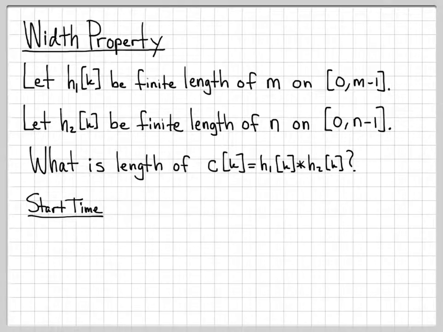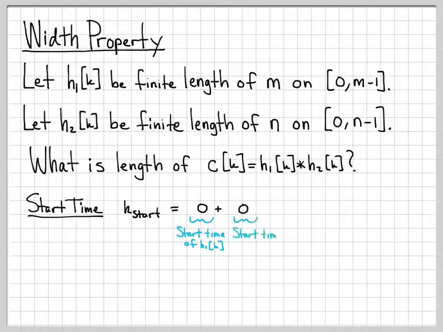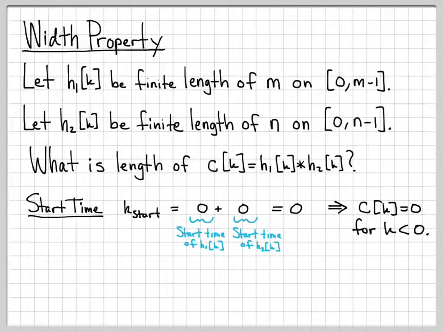One thing that we know is how to easily compute the start time and the stop time of c of k. Just like for continuous time convolution, the start time is given by the sum of the start points and the stop time is given by the sum of the stop points. If we wanted to compute the start time for c of k, I'll call that k start, that's just equal to 0, the starting time of h1, plus 0, the starting time of h2, which gives us 0. So c of k is equal to 0 for all time less than this. When k is less than 0, c of k is going to be 0, but it's going to turn on, in essence, at k start equals 0.